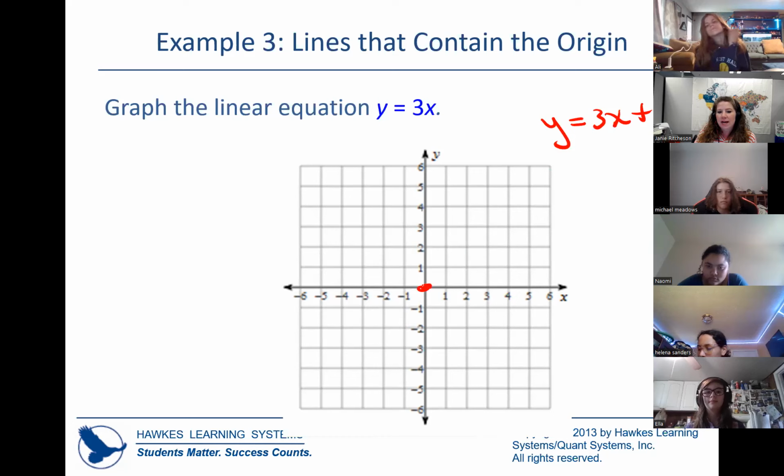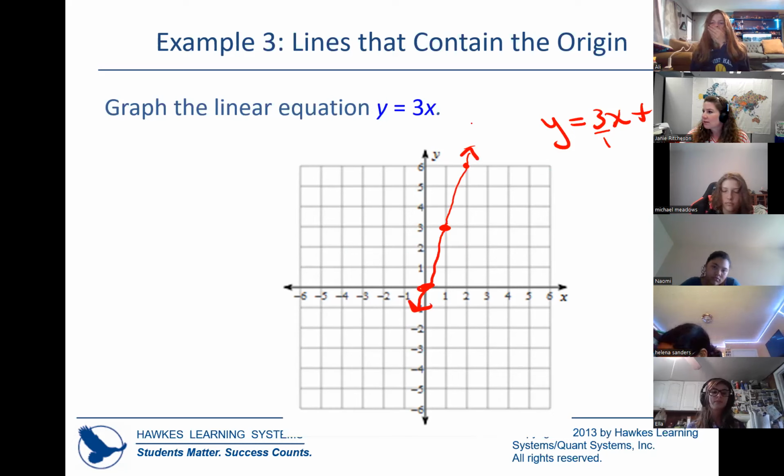And then our rise, are we going up or down? Up. Yep, we're going up. We have a positive 3, so we're going to go up 3. 1, 2, 3, and we always go right. 1. Very good, guys. Fantastic. All right, I think you guys got a hang of this.